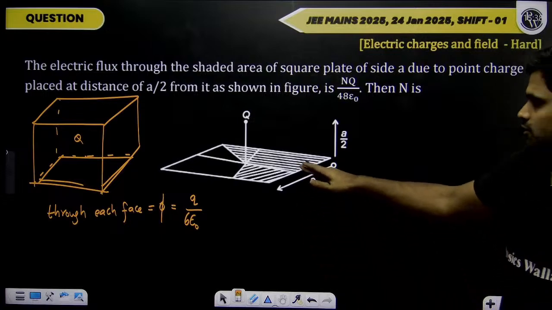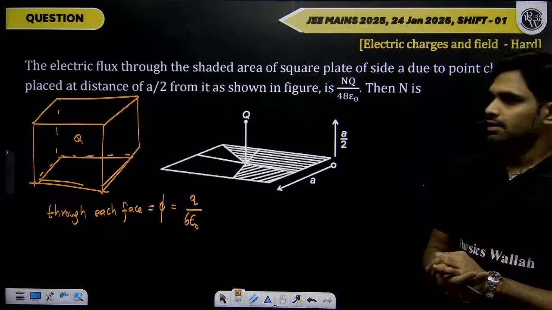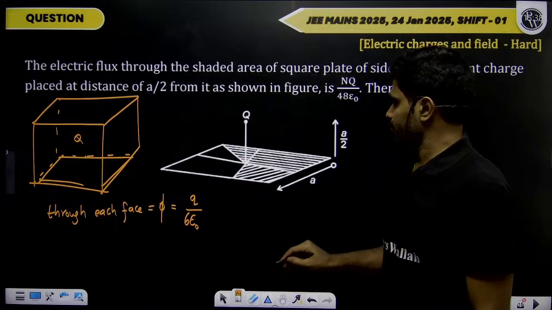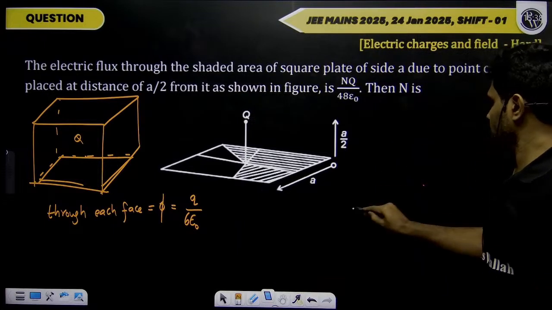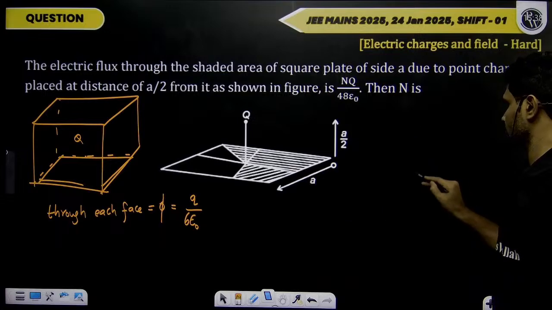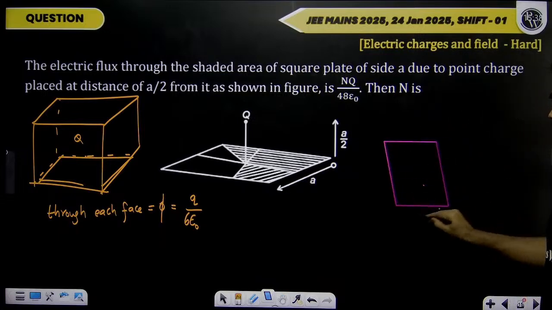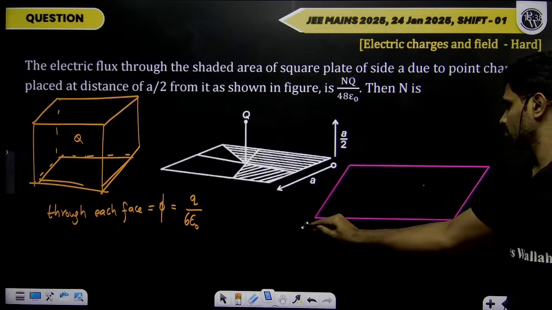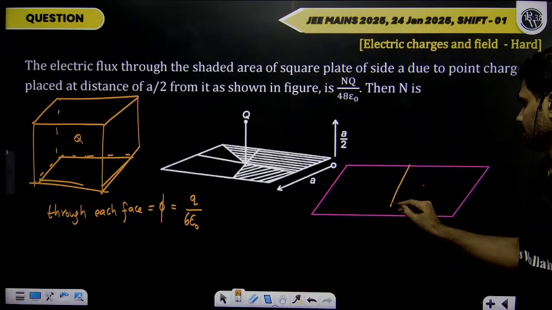But they are not asking through the entire face. They are asking through the shaded part. Now, the entire face you can divide into 6 parts. Sorry, 8 parts.